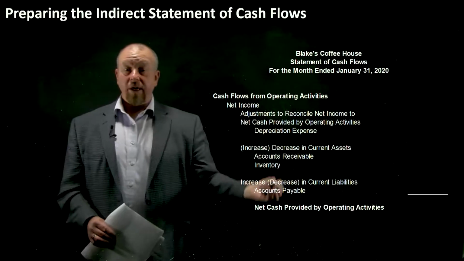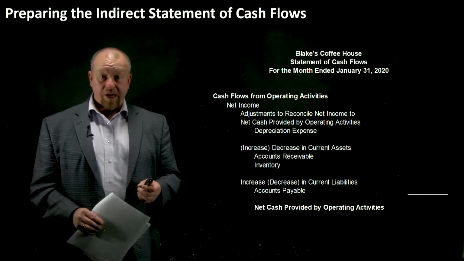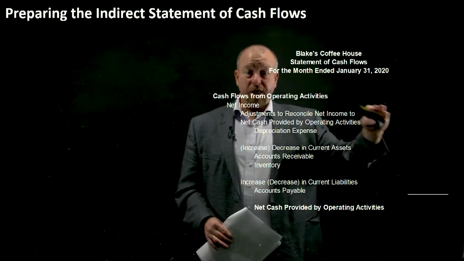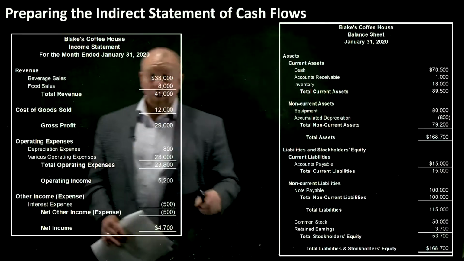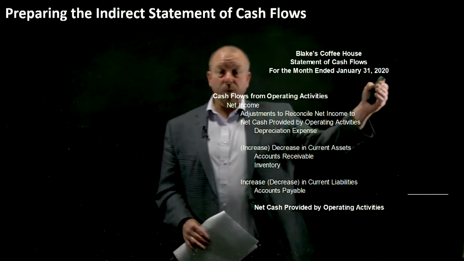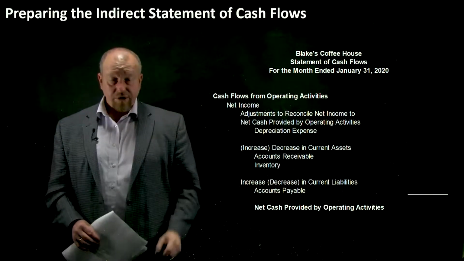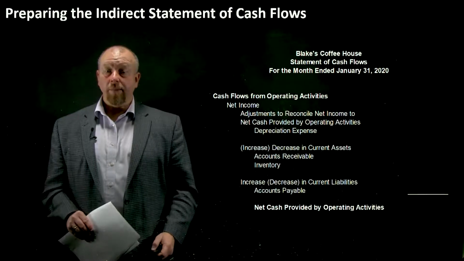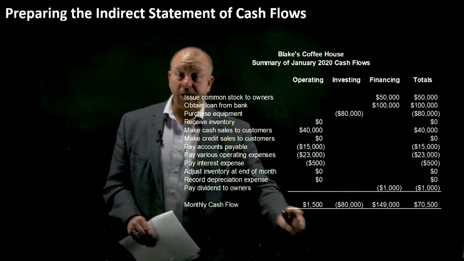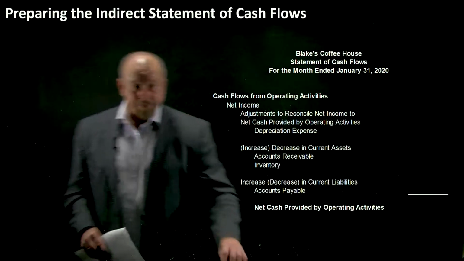This skeleton right here will be our template for preparing the operating section of the statement of cash flows. By the time we're done in just a few minutes, we will have taken accrual basis net income, which as a reminder is $4,700, and we will have used these adjustments to convert $4,700 of accrual basis net income to hopefully this $1,500 that we have in our summary of operating cash flows. So let's do it. Okay?